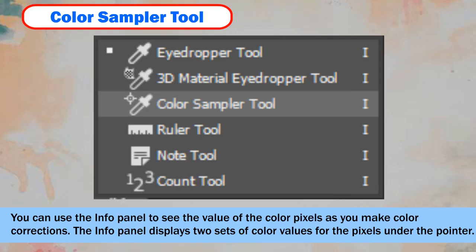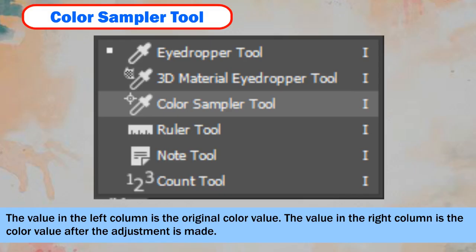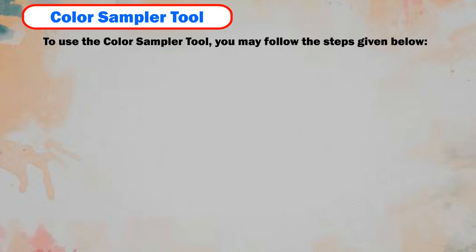The Info panel displays two sets of color values for the pixels under the pointer. The value in the left column is the original color value. The value in the right column is the color value after the adjustment is made. To use the Color Sampler tool, you may follow the steps given below.